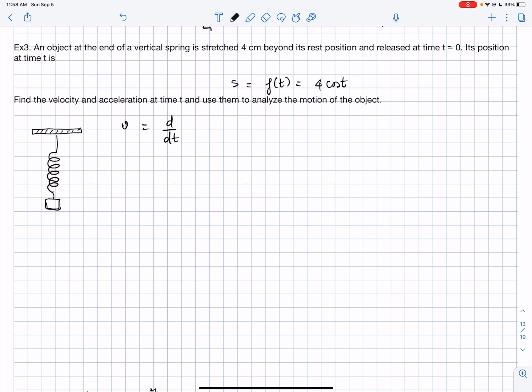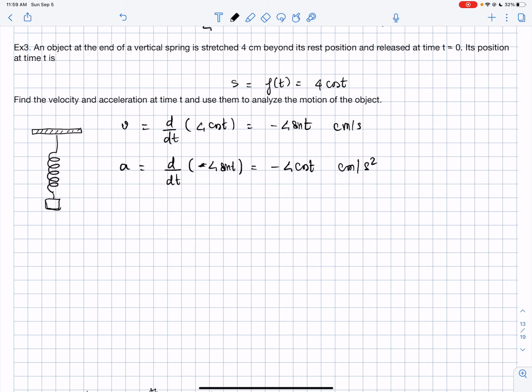The velocity is the first derivative of the position. And f of t is 4 cosine of t, and the answer is negative 4 sine of t. The acceleration is the first derivative of the velocity, which is the change of velocity over the time. So we have negative 4 cosine of t.